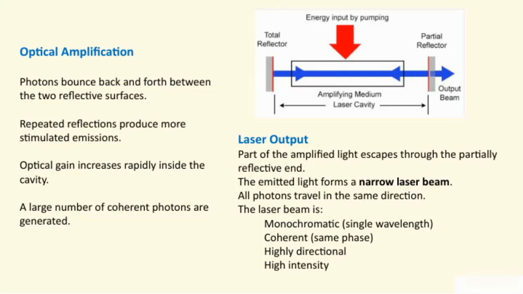Let's talk about how laser output actually works. Inside the laser, light is amplified as photons bounce between two reflective surfaces. This repeated reflection triggers more stimulated emissions, rapidly increasing the optical gain within the cavity. Eventually, part of this amplified light escapes through a partially reflective end, forming a narrow, intense beam. This laser beam is special. All photons travel in the same direction, sharing the same wavelength and phase. It's monochromatic, coherent, highly directional, and extremely intense.